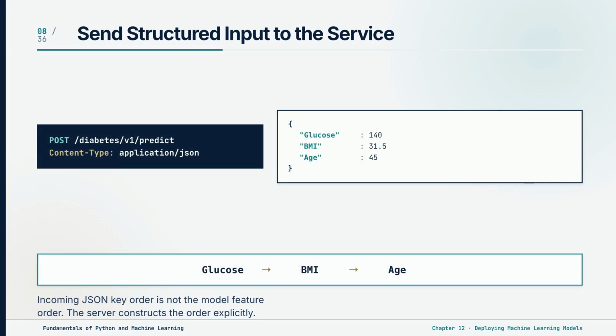The prediction endpoint accepts a POST request. POST is appropriate because the client sends a request body containing data to be processed. The body uses JSON, a text-based format built from keys and values. In this case, the keys identify glucose, BMI, and age. The API must verify that all required fields exist and contain valid numerical values. The order of keys in the incoming JSON should not be trusted as the feature order. The server should explicitly construct the model input in the order used during training.